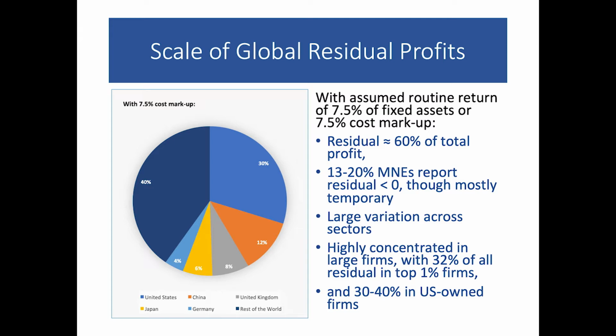About 30% of all residuals are in the top 1% of firms. Another interesting observation is that if you look at the distribution of residual by the headquarters of these multinationals, between 30 to 40% of the residual is in US-owned multinationals. That basically gives you a sense of the practical political difficulty when we talk about allocating this residual profit.